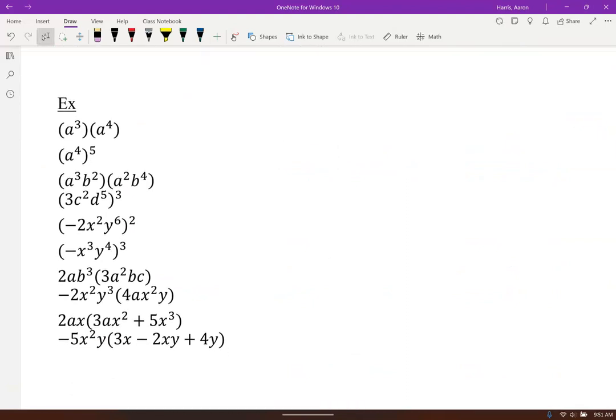This first one's the product rule. So this is a to the 3 plus 4, a to the 7. That's the product rule. The power of a power. So I have 20 a's total. This one we have, I'm going to use my associative property here. Everything's being multiplied, so I'm going to associate a to the third and a squared, and then b squared, b to the fourth.